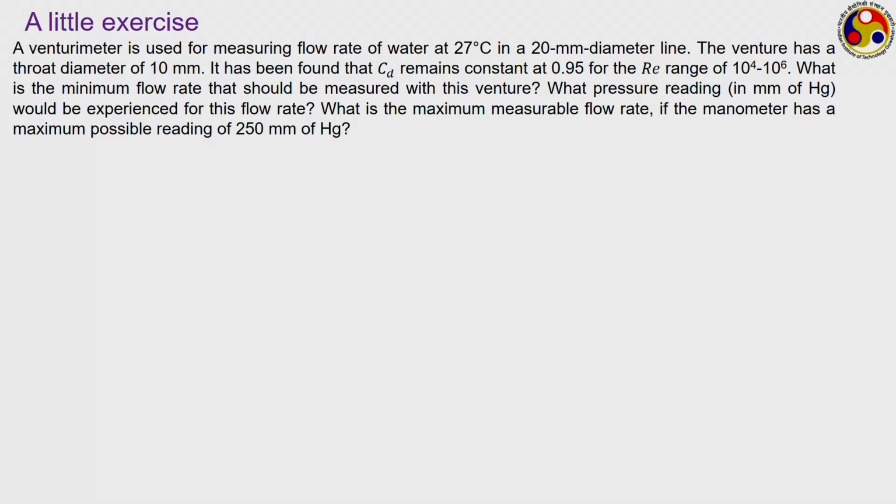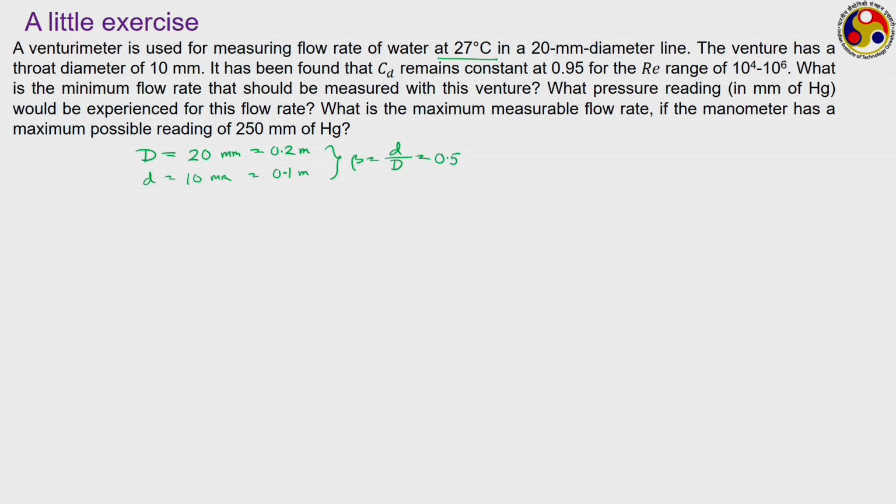Read out the problem carefully, what is given here. Here we are talking about a venturimeter which we are using to measure the flow rate of water at 27 degrees Celsius in a 20 millimeter diameter line. So, let us note down the information. Say capital D refers to the channel diameter, which is 20 millimeter, that is 0.2 meter. The venturi has a throat diameter of 10 millimeter. So, the smaller diameter is 10 millimeter, so 0.1 meter. That means your beta, the ratio of diameter small d upon capital D, is 0.5 in this case.